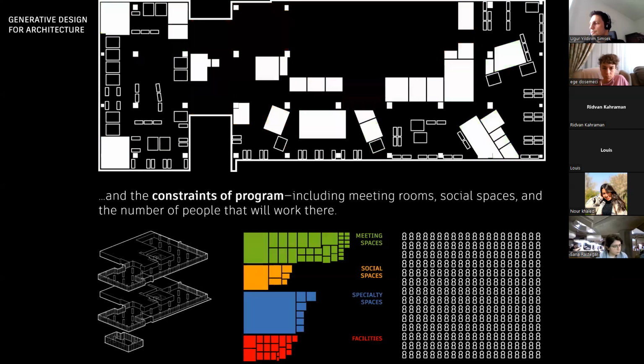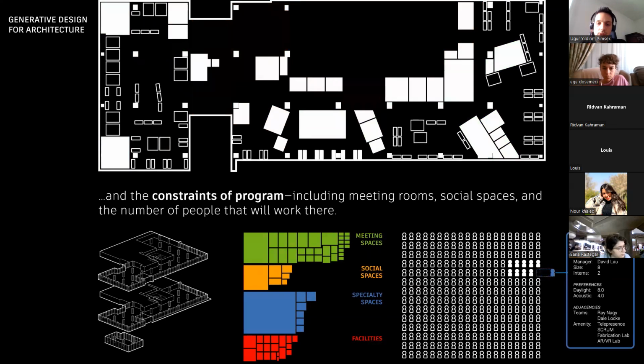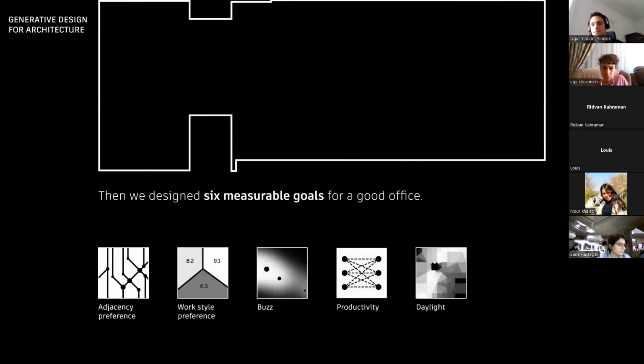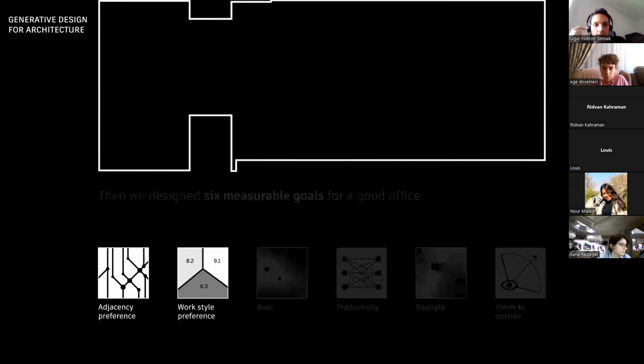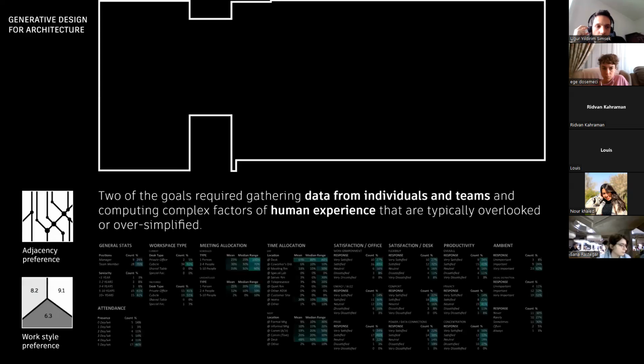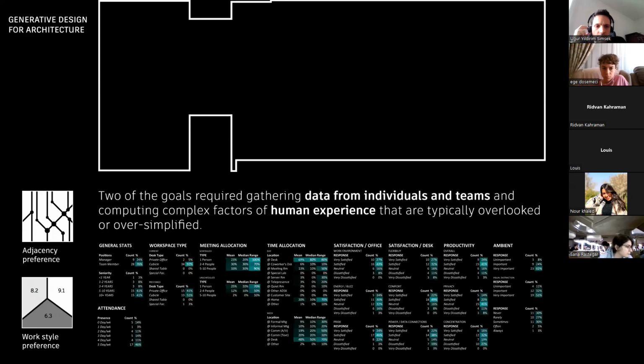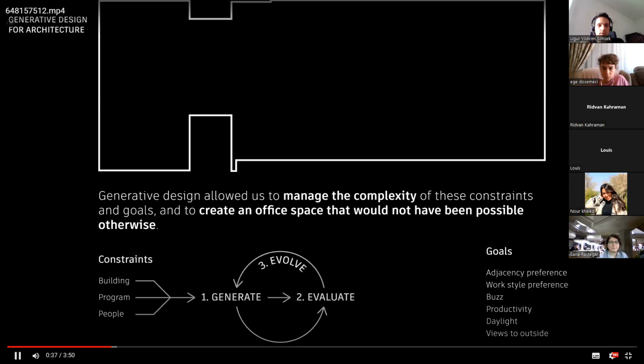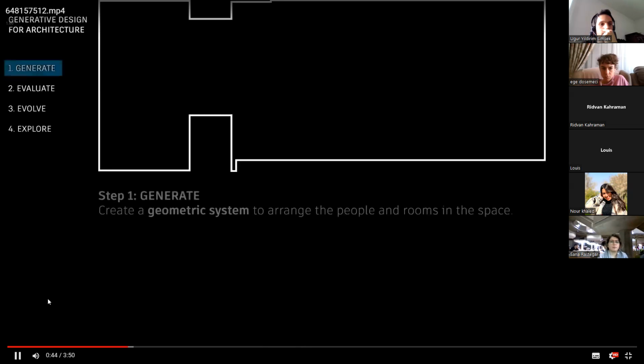I think they also have some documentation about this project on the Autodesk website, and they are using Dynamo, I guess, in this case, instead of Grasshopper. We have the same cycle. First, we have the constraints, and then we generate in the first step.